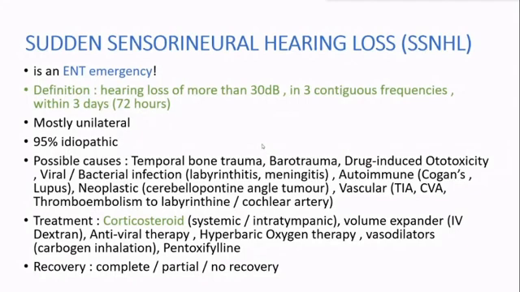It is defined as hearing loss of more than 30 dB in 3 contiguous frequencies. Contiguous frequencies means frequencies that are right next to each other. Like in a pure tone audiogram, you will see 500 Hz, after 500 is 1 kilohertz, then 2 kilohertz, 4 kilohertz, 8 kilohertz. This is what we call contiguous, next to each other. Okay, hearing loss of more than 30 dB.